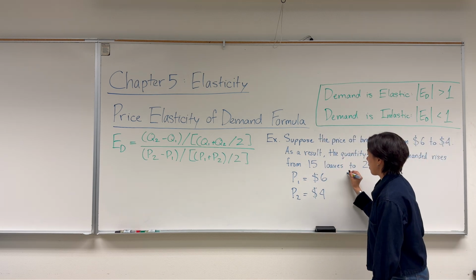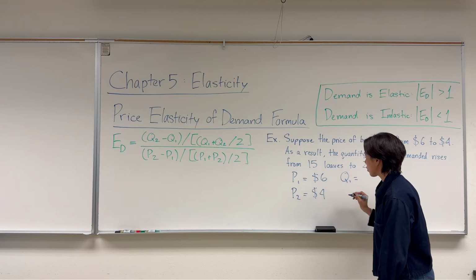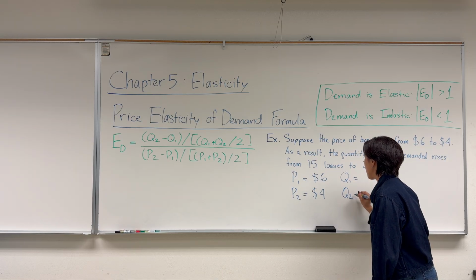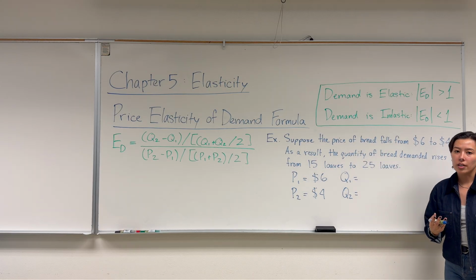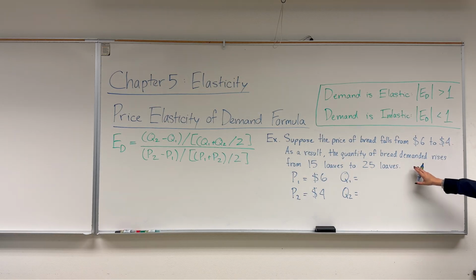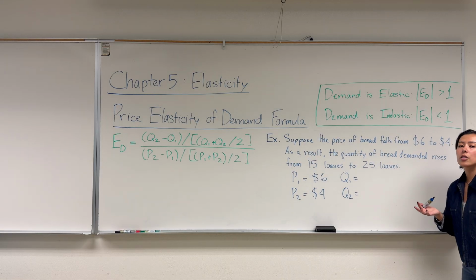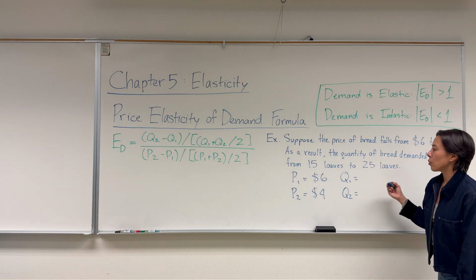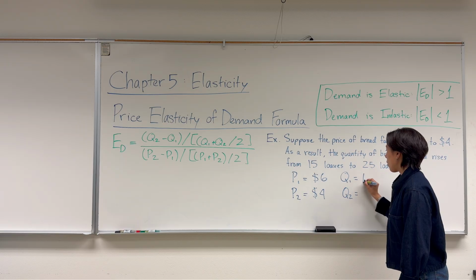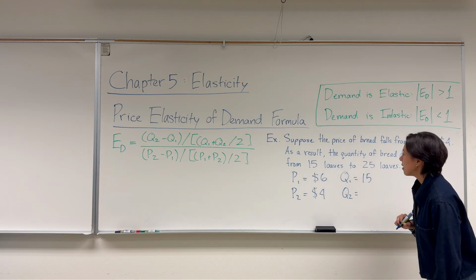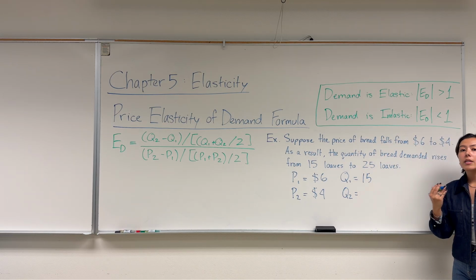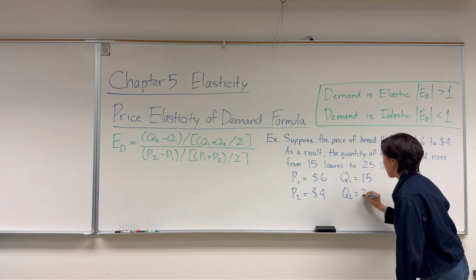All right, now Q1 will be my original quantity demanded, and Q2 will be my new quantity demanded. So this problem is telling me that the quantity of bread demanded rose from 15 loaves to 25 loaves. So Q1 will be my original quantity demanded of 15, and Q2 will be my new quantity demanded of 25.